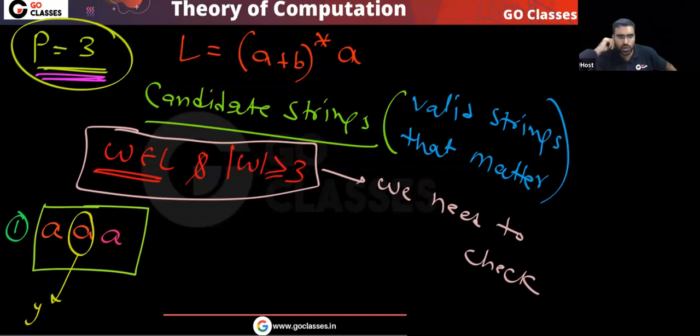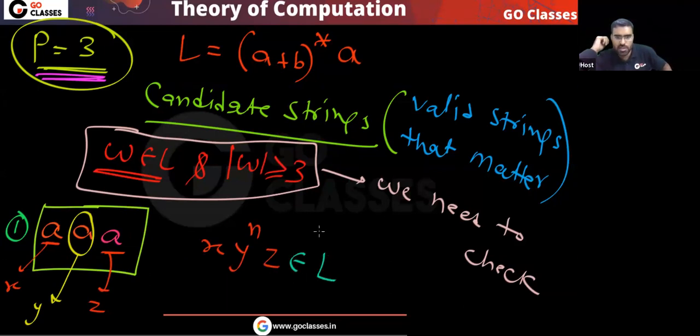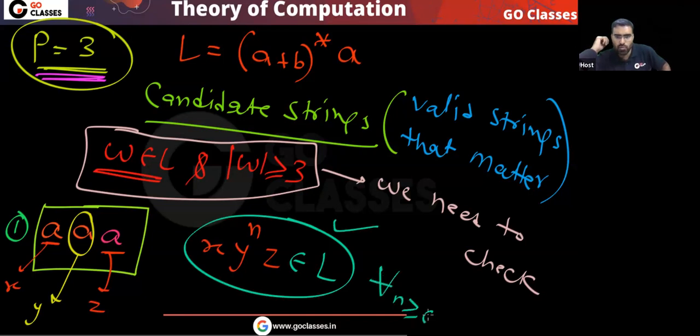You can repeat this y any number of times. Can you notice? If I take this y, then this will be x, and this will be z. So the string is x, y power n, z. You can repeat this y any number of times, zero or more times, and the resulting string will belong to L. Is this clear?